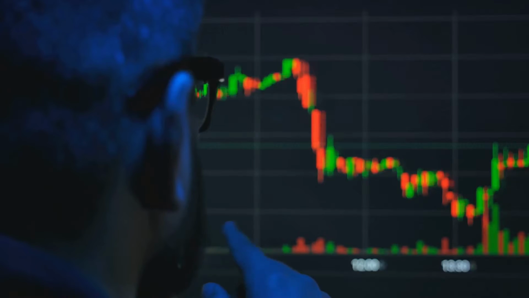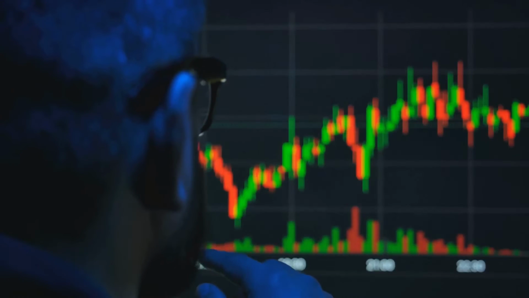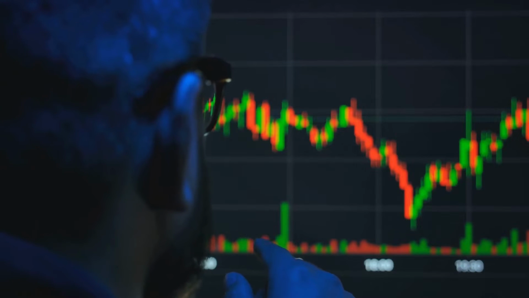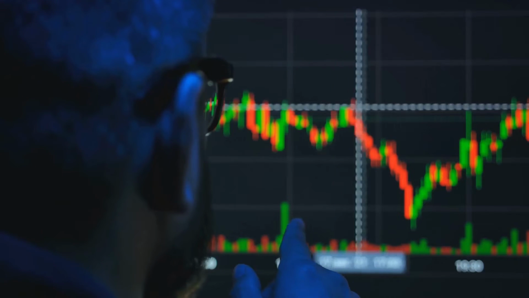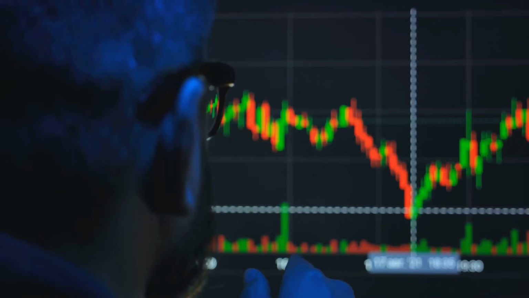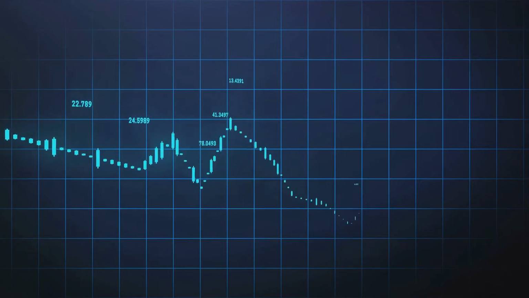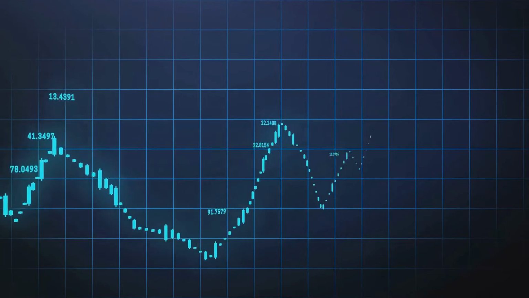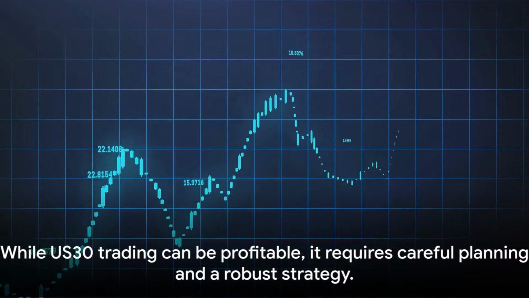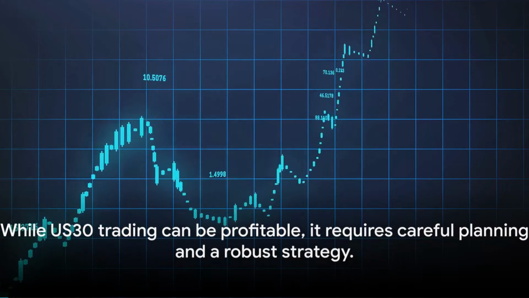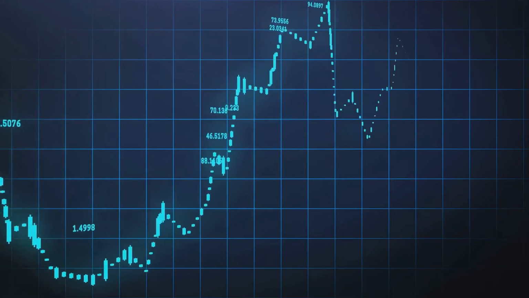In conclusion, yes, trading US 30 can be profitable, but it requires careful planning, a well-thought-out strategy, and diligent risk management. It's not a guarantee of making money, but with the right approach, it can certainly be a profitable venture.